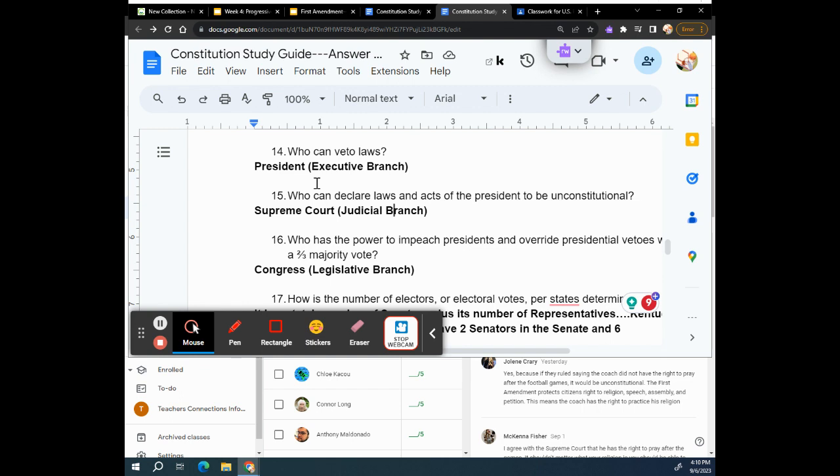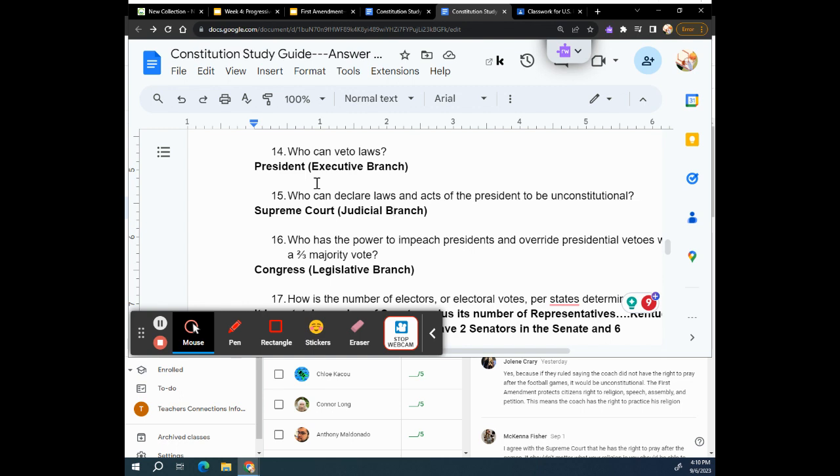Who can declare laws and acts of the president to be unconstitutional? That is the Supreme Court, aka the judicial branch. Anything that deals with something being unconstitutional or constitutional, that is always going to be the Supreme Court. The Supreme Court is the final interpreter of the Constitution. They have the last say.